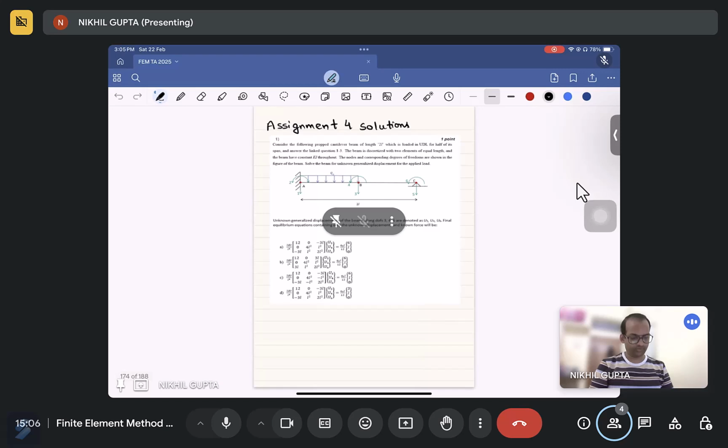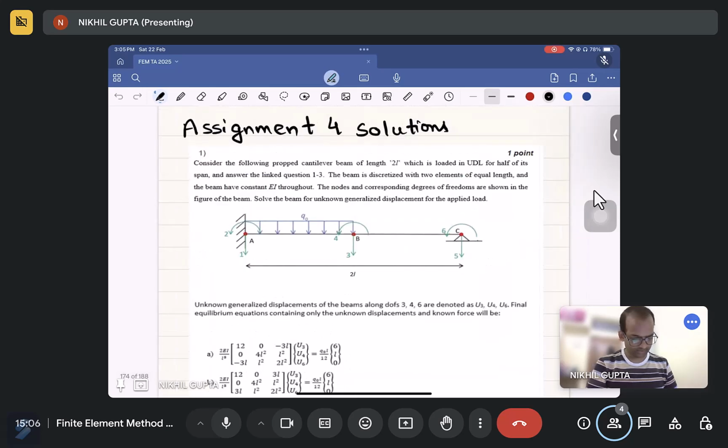So today I'll cover the assignment four solutions. I'll give you the detailed solution of each of the problems, and then some of the problems which will be helpful for solving the questions in assignment number five. So I'll start with question number one.